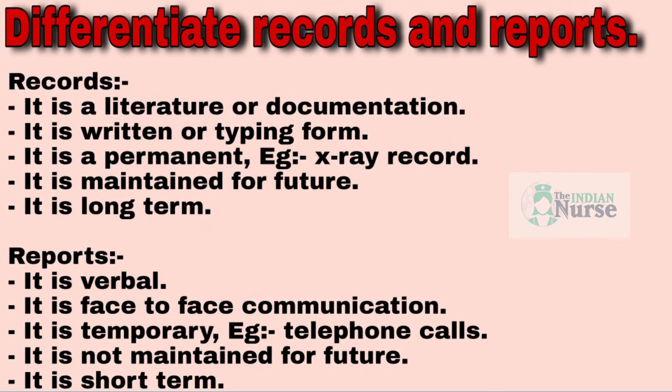Next question, differentiate records and reports. So first we'll see about the records. Records, it is a literature or documentation. It is in written or typed form. It is a permanent document. Example, X-ray record. It is maintained for the future and it is long term.